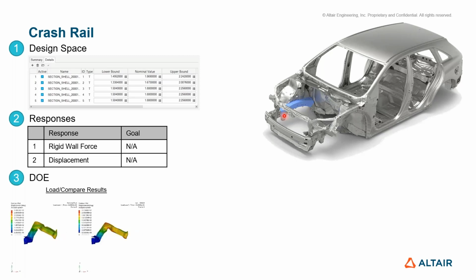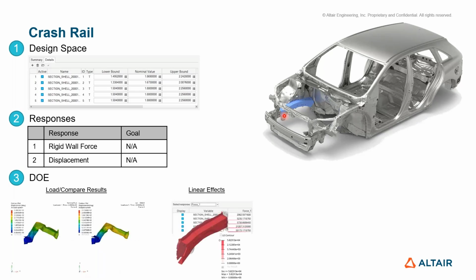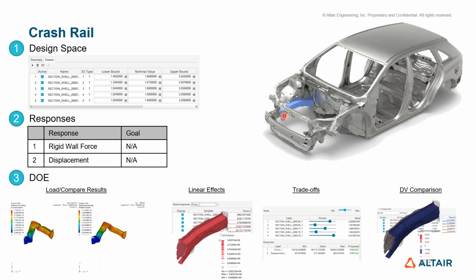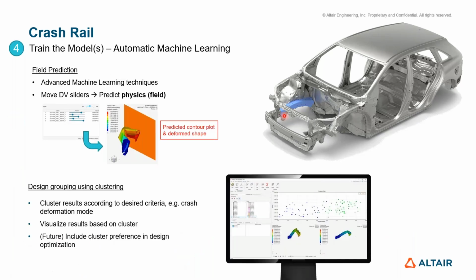In this case, we have run the DOE, but at the same time, the people from the crash background know for sure that I need a deformation in a specific order, in a specific fashion, right? This is where it helps you. The first piece of information you can get is the linear effects chart. It will tell you the most significant to the least significant. The second is the trade-off studies you have done, and finally the DV comparison. You can do that comparison. But one more thing you can do with this is clustering.